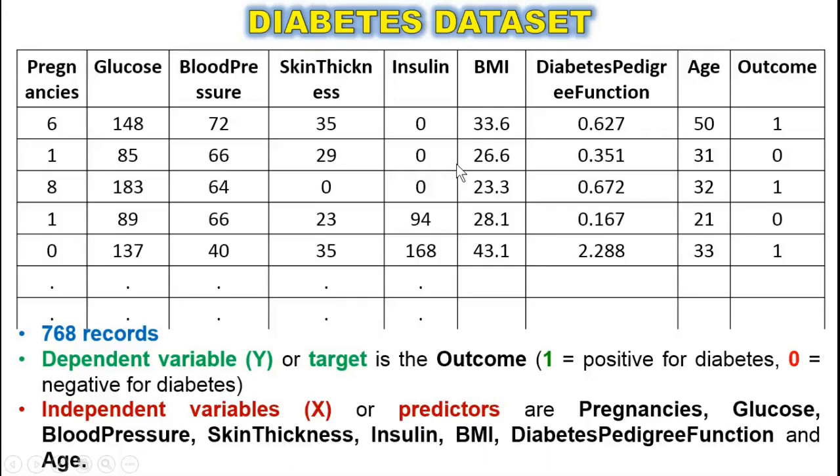The independent variables x or predictors are the number of pregnancies, glucose, blood pressure, skin thickness, insulin, body mass index, BMI, diabetes pedigree function, and age.